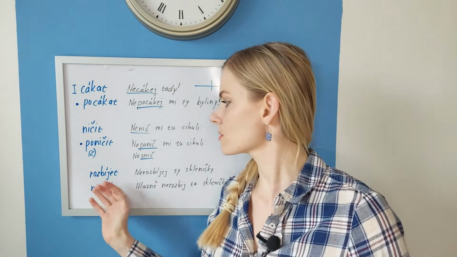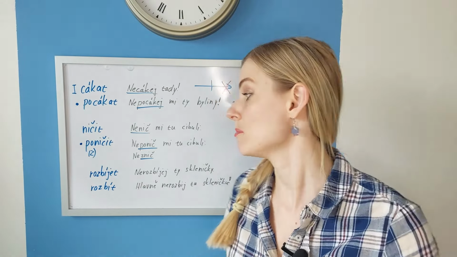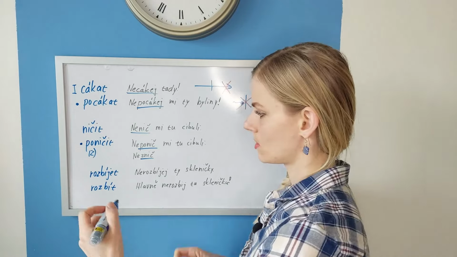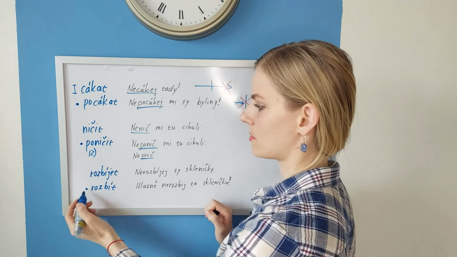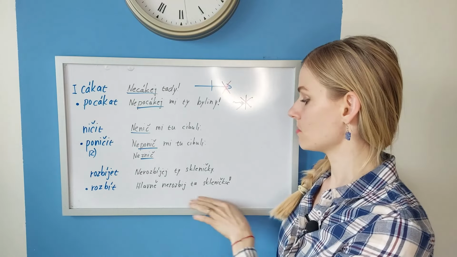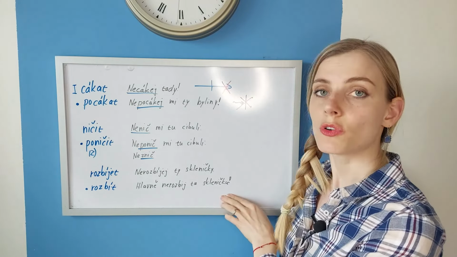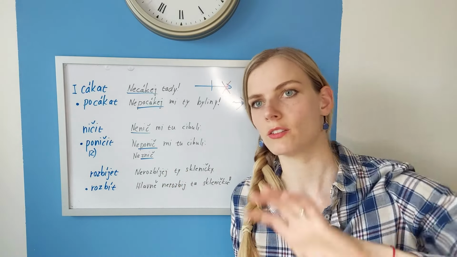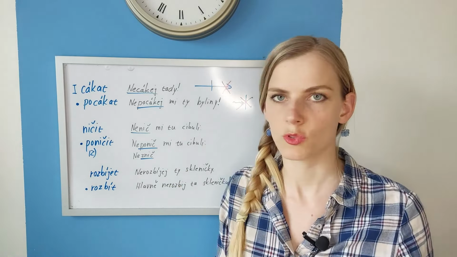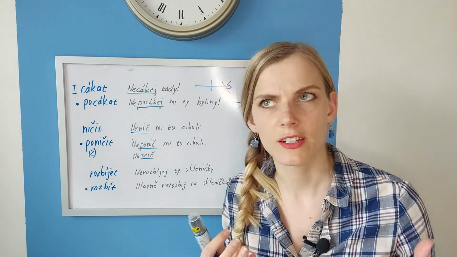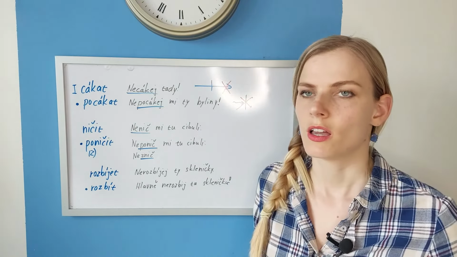Another example is with something that we don't want to happen. Rozbíjet and rozbít, to break. Rozbít is perfective, rozbíjet is imperfective. I'm going to start with the bottom example because it's much more common than the one above. A child is playing with a glass on the table, spinning it or doing whatever. And the parent says, hlavně nerozbij tu skleničku.